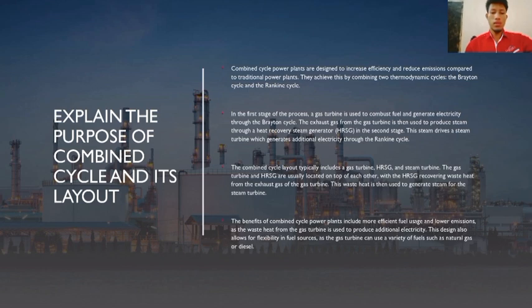The benefits of a combined cycle power plant include more efficient fuel usage and lower emissions, as the waste heat from the gas turbine is used to produce additional electricity. This design also allows for flexibility in fuel source, as the gas turbine can use a variety of fuels such as natural gas or diesel.